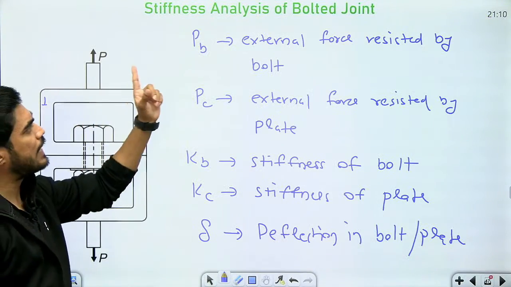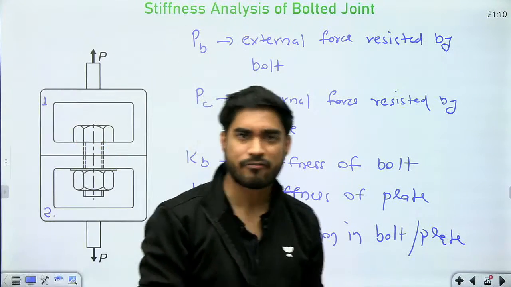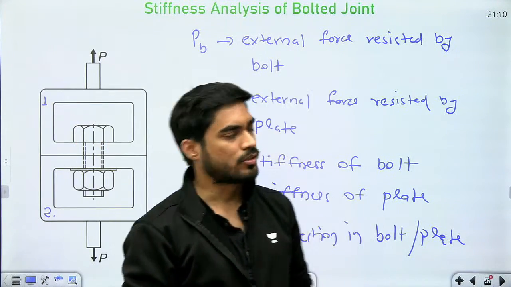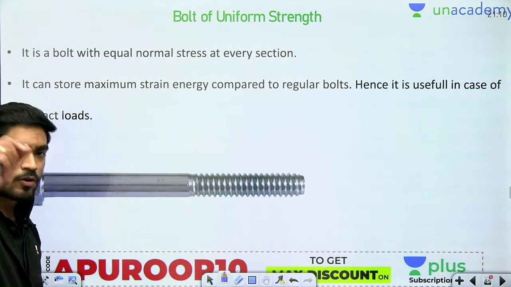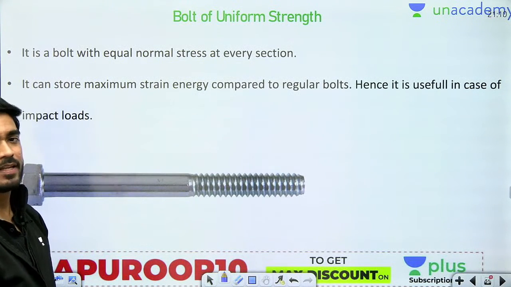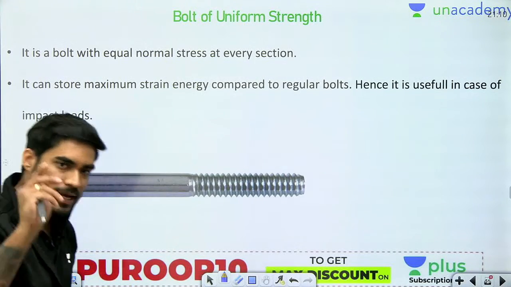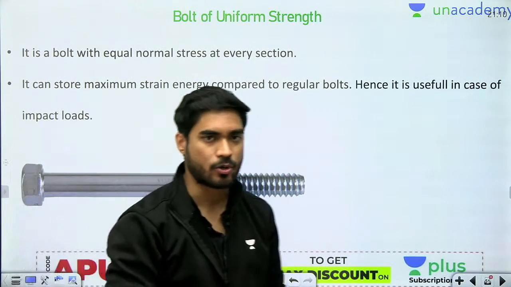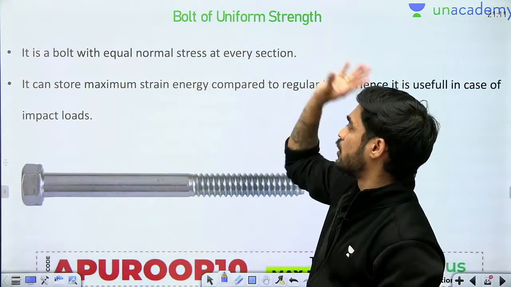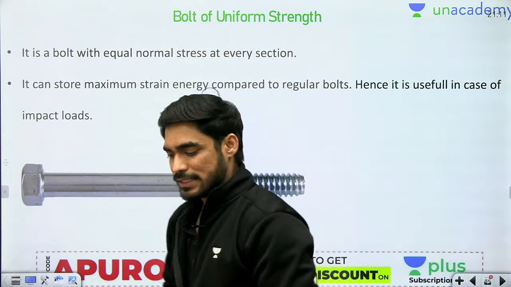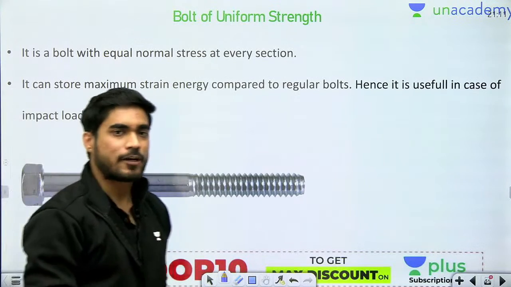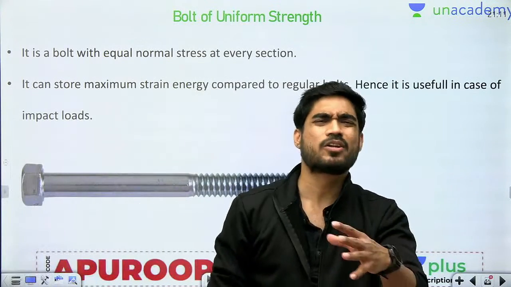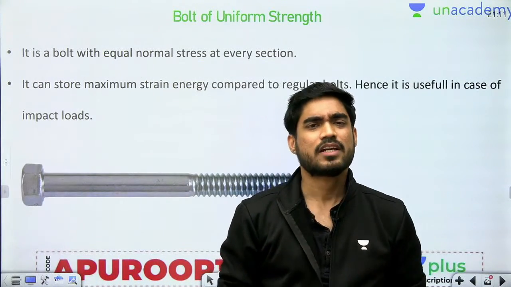So do you understand? Do you have an idea now? Stiffness analysis of bolted joint. Very good. So this is one particular topic which I wanted you to understand, and another, the most important topic out of which you will get questions, maximum times you will get questions in theory, is bolt of uniform strength. Okay, the theory question is most likely to come from this topic. Now beta, what is bolt of uniform strength? What is uniform strength? Understand.